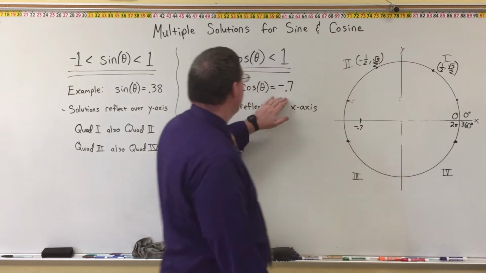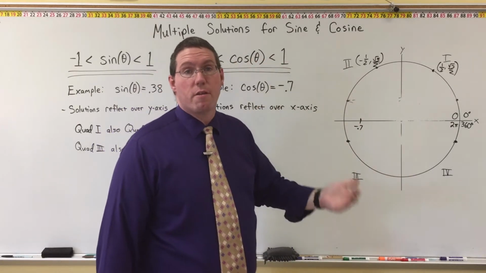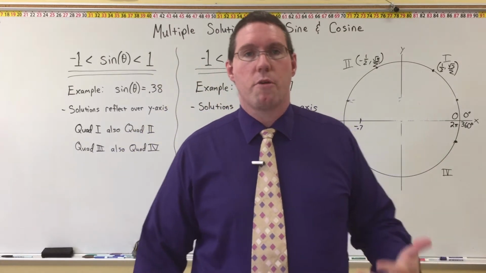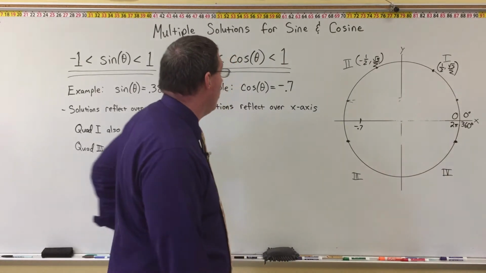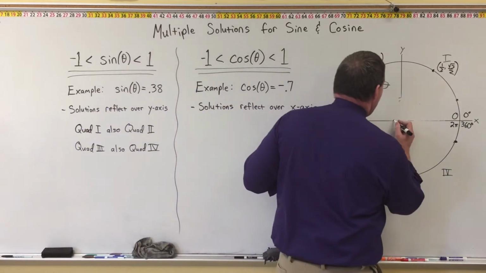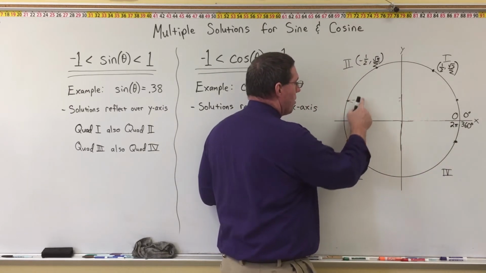And I also want to say, again, cosine is only going to fall between negative 1 and 1. So if you ever see something that says cosine of theta is equal to negative 17, that can't be true. Cosine only falls between negative 1 and 1. All of its solutions are between negative 1 and 1, okay? So let's say that cosine is negative 0.7.